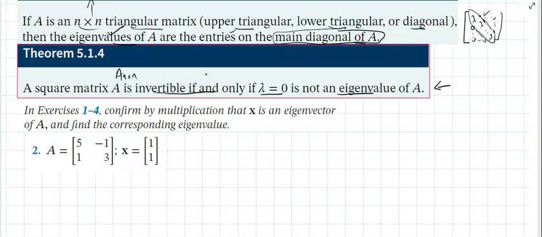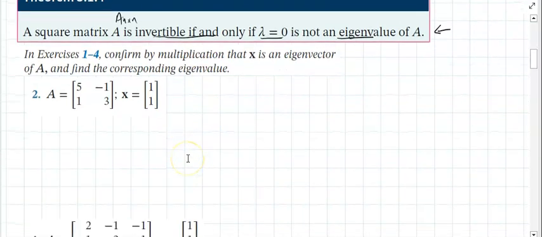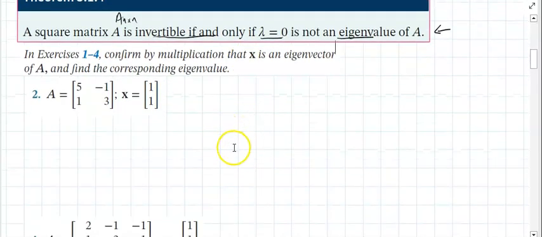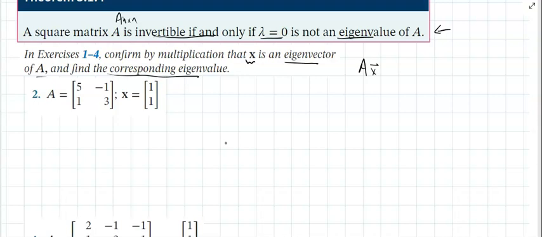So if you find the eigenvalues of any square matrix, if lambda doesn't equal 0, then that is an invertible matrix. Now let me elaborate here really quick and show you the very first case. Here they're saying confirm by multiplication that this vector is an eigenvector of A. Find the corresponding lambda. Now, this might seem a bit confusing, but since we're going to do this over and over, it's really simple. We're going to always come back to that.